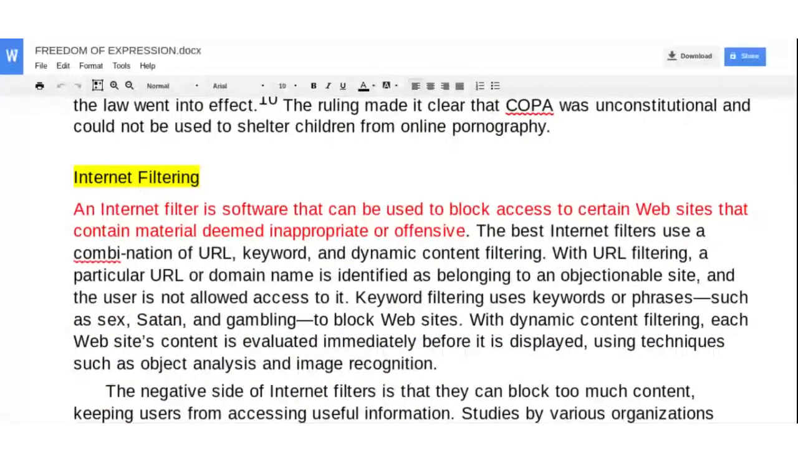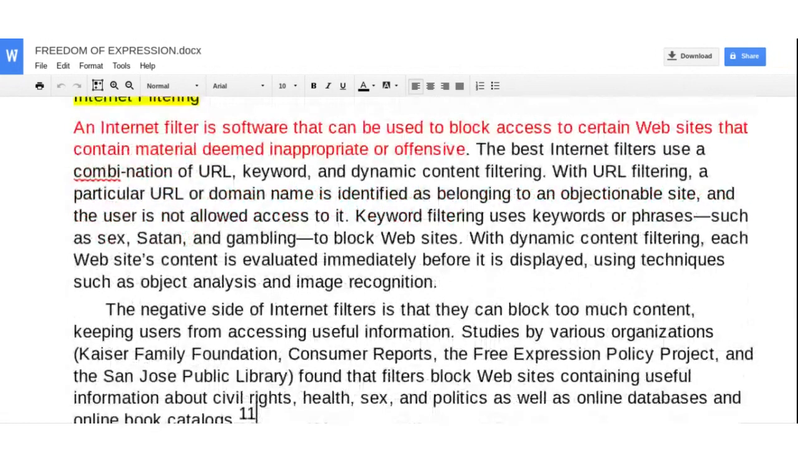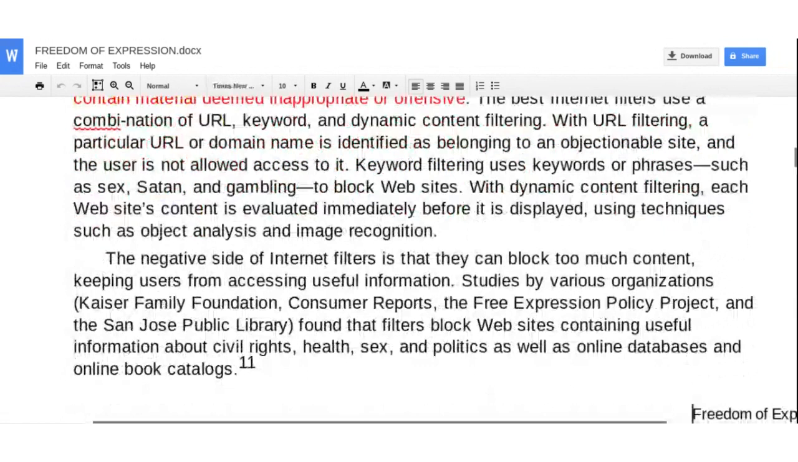It says an internet filter is software that can be used to block access to certain websites that contain material deemed inappropriate or offensive. Sometimes the government does this internet filtering. In what circumstances should we do internet filtering? I'm sure you can suggest quite a number. I'm just highlighting key issues here without getting too much detailed.